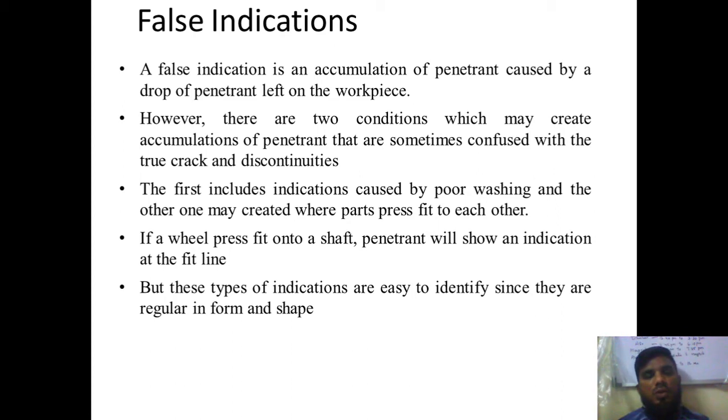But these types of indications are easy to identify, because you know that when two things are joined by some kind of fit, you can analyze that this indication is coming because it is a fit, and this is not a crack. But a new person may not be able to identify it. However, in terms of indication, that is also a false indication, and it should not be shown like that.